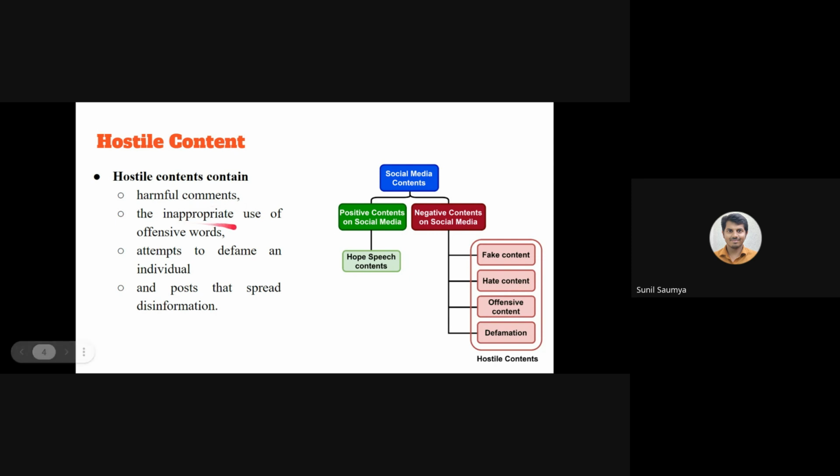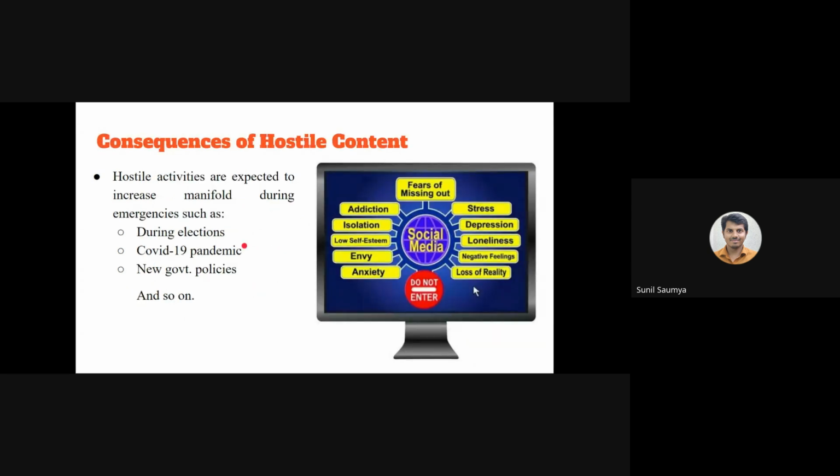It is an inappropriate use of offensive words. It is an attempt to defame the individual, and post that, spread the disinformation. So whenever you see these kinds of objectives when you post, then you can say that post is a hostile post. Fine. It's just a definition of the meaning of hostile. So what are the consequences?